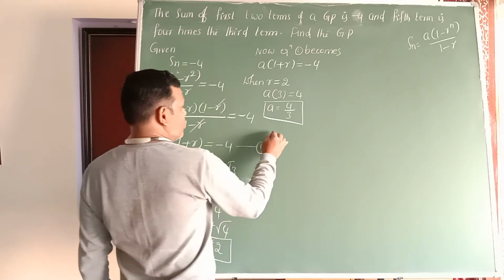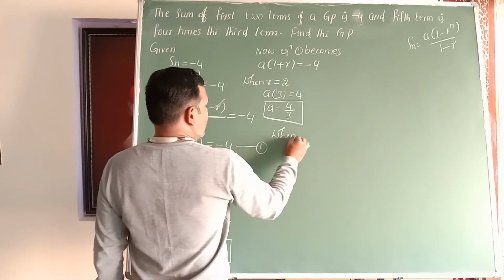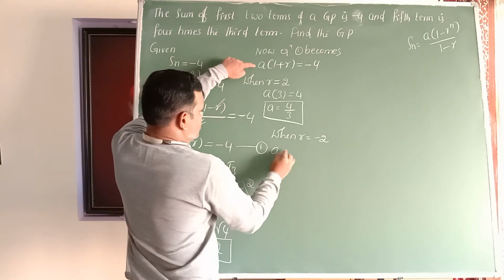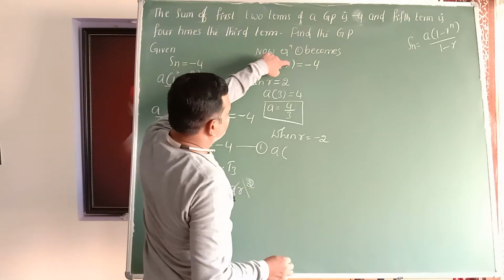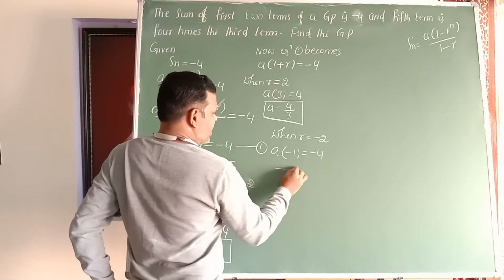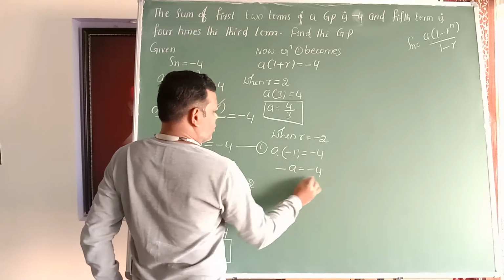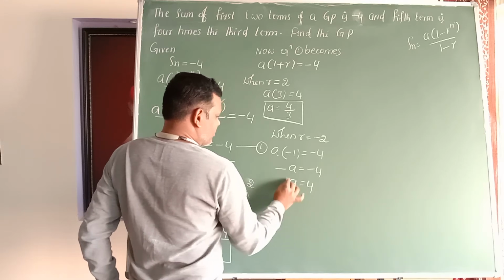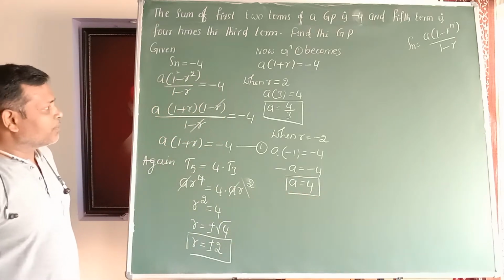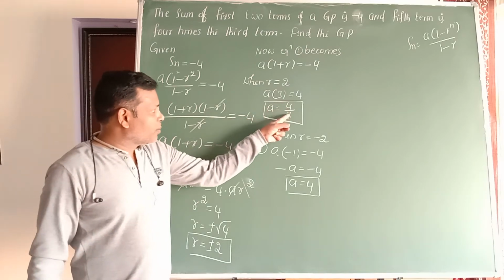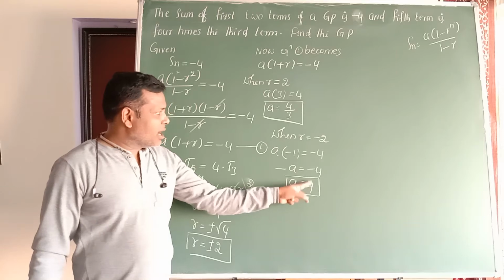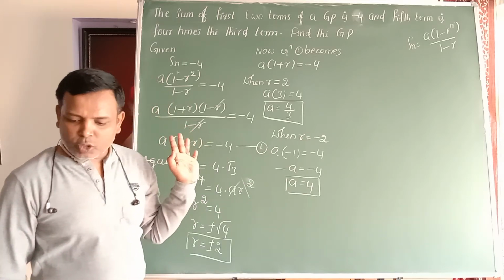The next one is when r is equal to -2. What happens? We'll check it. a into 1 minus 2, that is -1, is equal to -4. So minus a is equal to -4, a is equal to +4. So we have two values of a and two values of r. When a is equal to 4 by 3, r is equal to 2, and when a is equal to 4, r is equal to minus 2. These are the two cases.